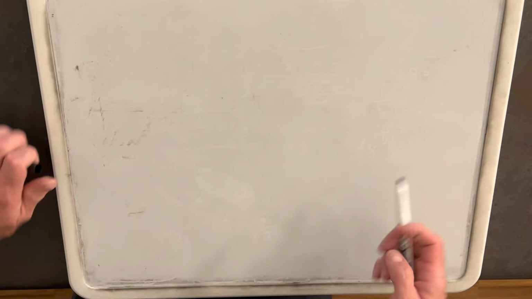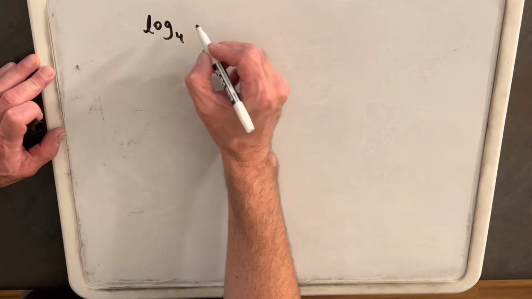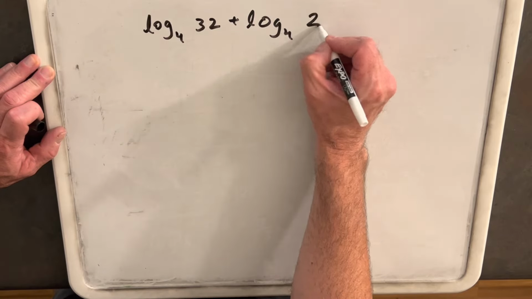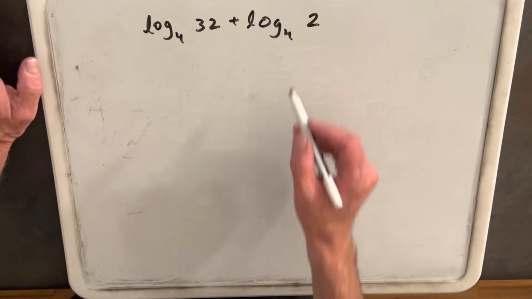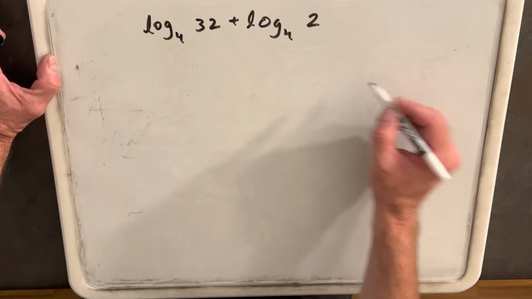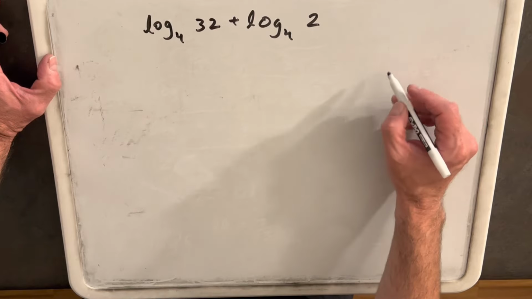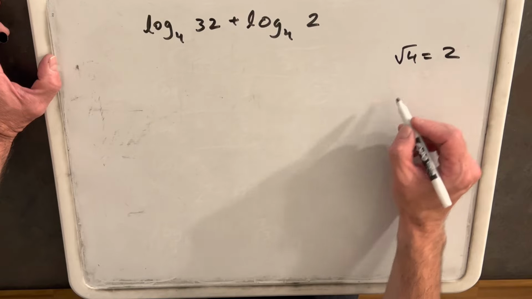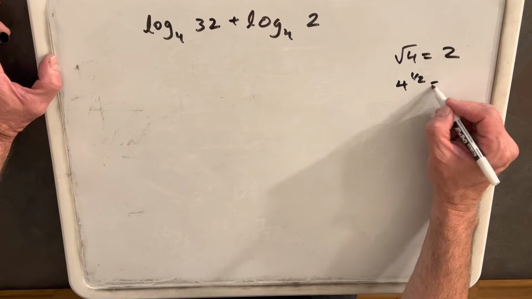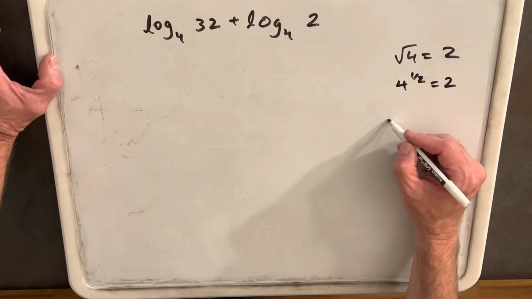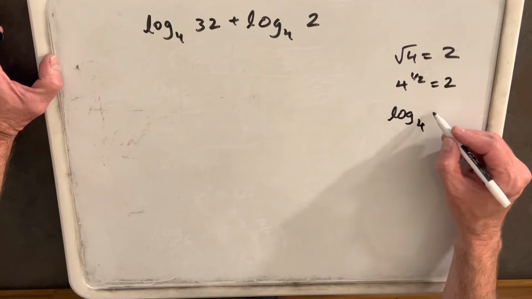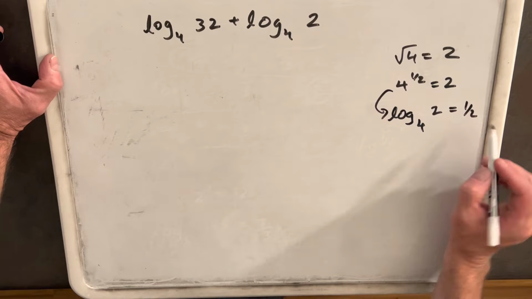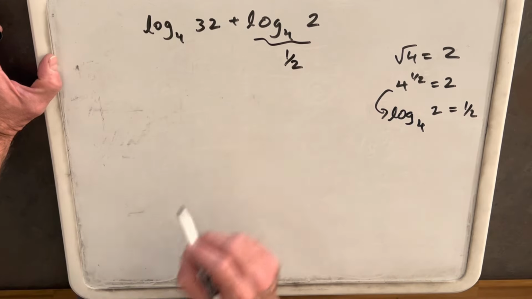Let's do one more problem really similar to that. We have log base 4 of 32 plus log base 4 of 2. Now we know the square root of 4 is 2. So 4 to the 1/2 equals 2. Then rewriting this in log form, we could say that log 2 base 4, so this piece here needs to be 1/2.